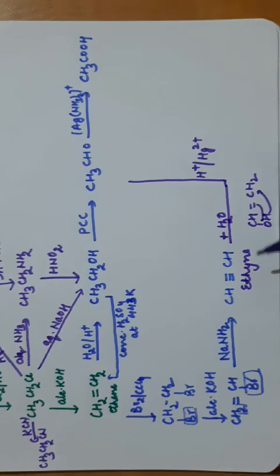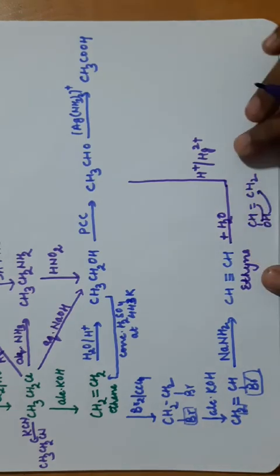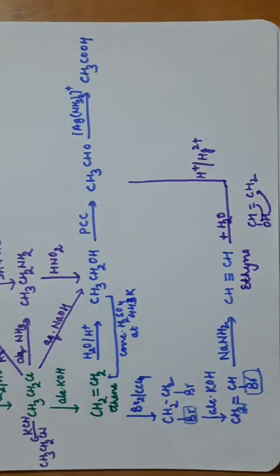सो इथाइन विल गिव एसिटाल्डिहाइड, all other alkynes will give you ketones. So alkynes can be converted into carbonyl compounds by hydration in presence of sulfuric acid and mercuric sulfate. So this is related with carbonyl compounds.